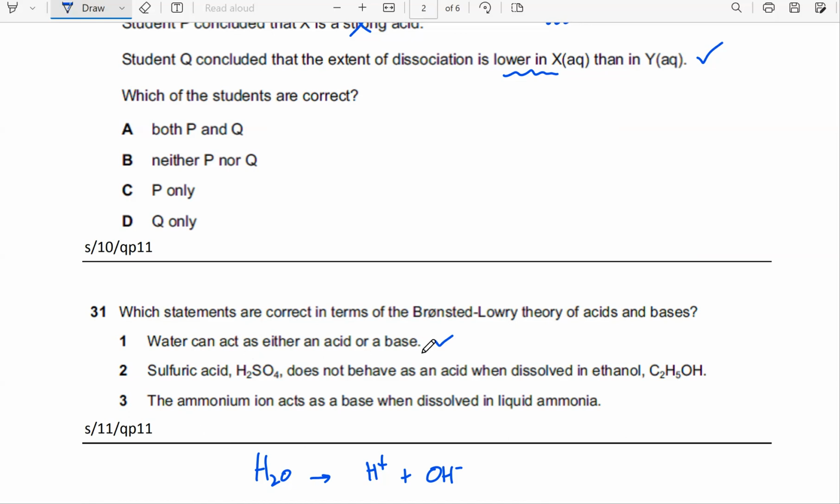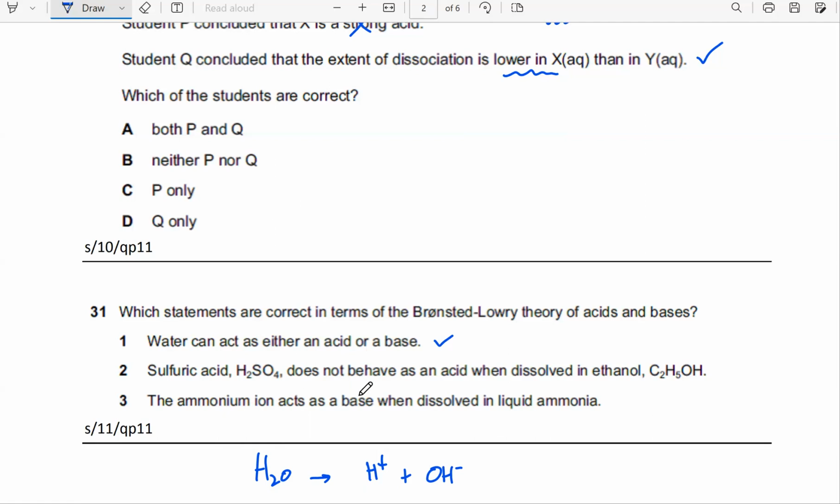Anyway, sulfuric acid does not behave as an acid when dissolved in ethanol. Sulfuric acid, when does it dissociate? In what medium would it dissociate? Water. Normally it's going to dissociate in water, right? It's not going to dissociate in ethanol. Normally, it's just water that they dissociate in, because water is highly polar. So 2 is correct.